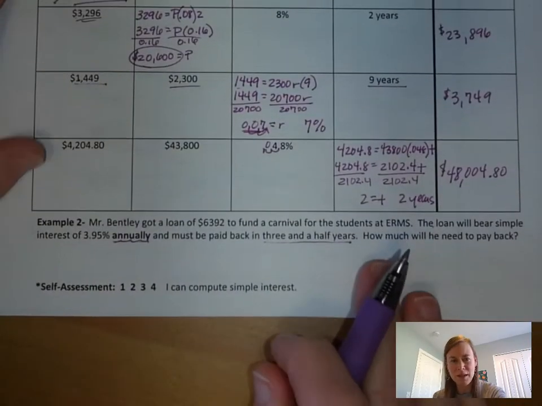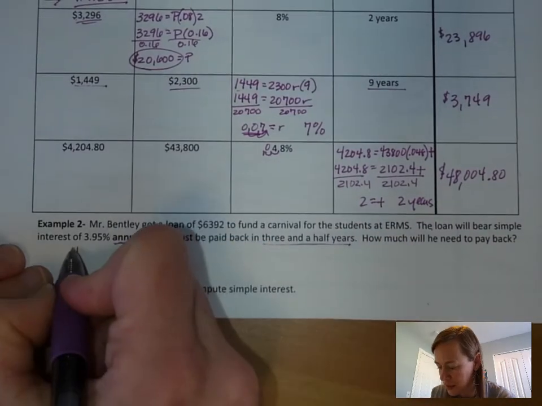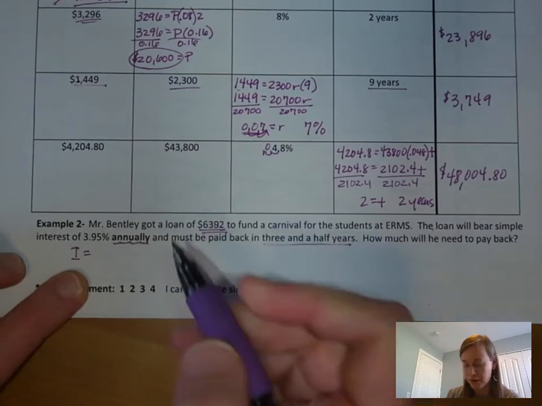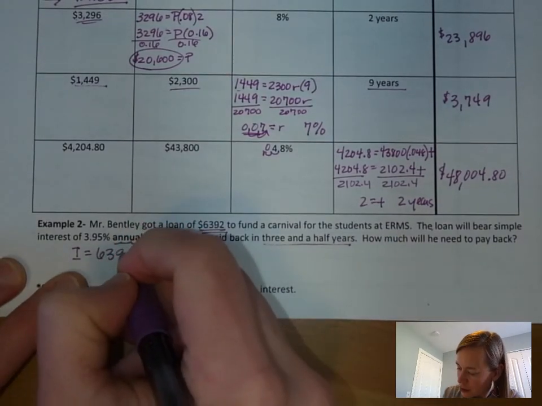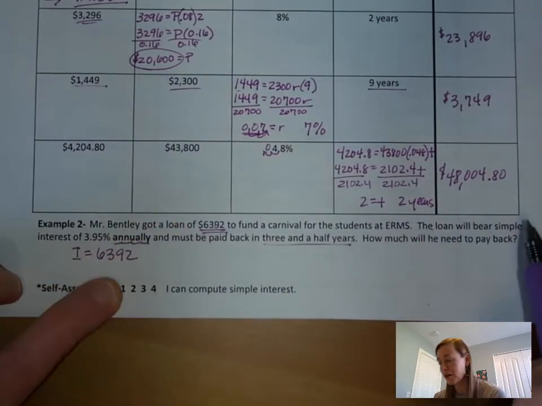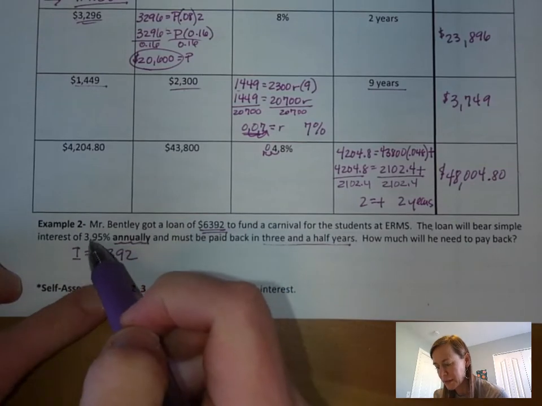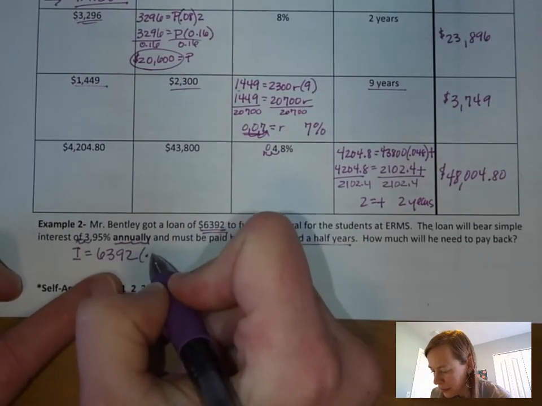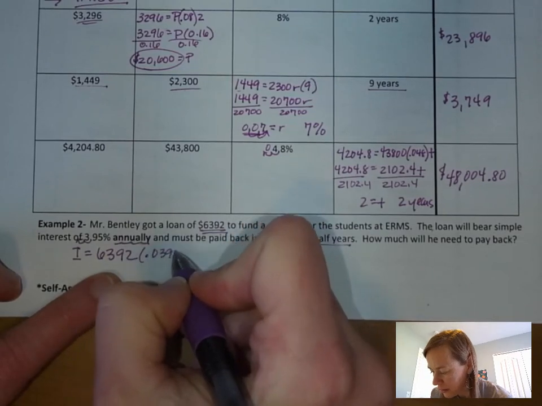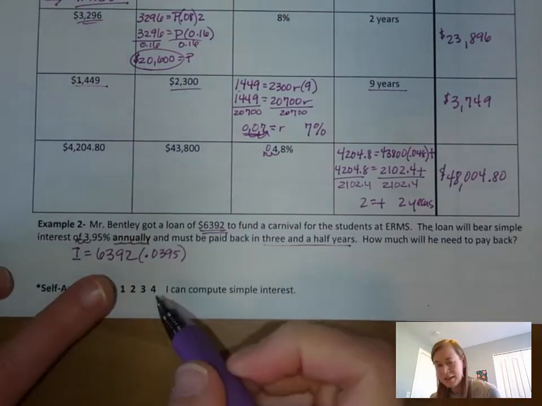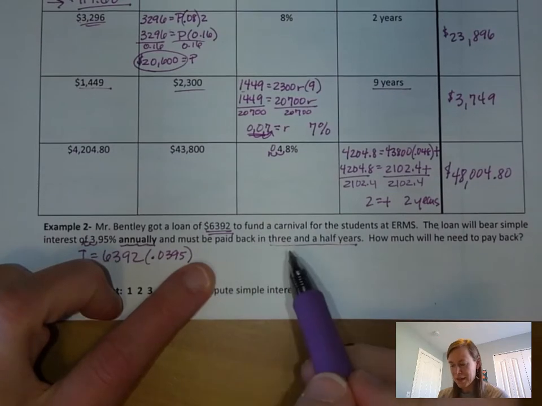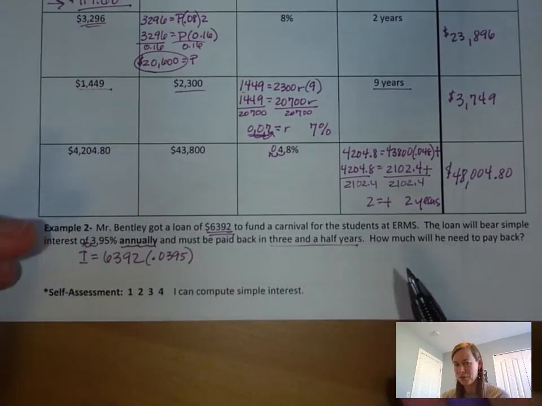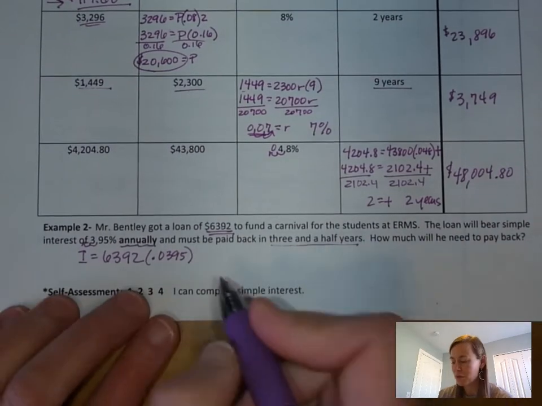So let's do this. Interest equals, we don't know what the interest is, so I'll leave it as an I. We do know the principal. It's that original amount he borrowed, 6,392. We do know the R. The R is the rate of 3.95. Make sure you move the decimal 2 places and you're going to get 0.0395. And then the time, the T, says 3.5 years. If it just said 3, I'd put a 3 there, but it says 3.5, so I'm going to put 3.5.